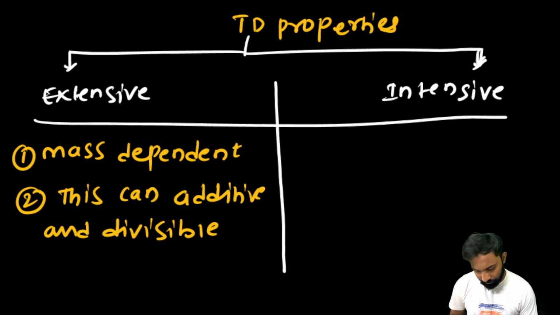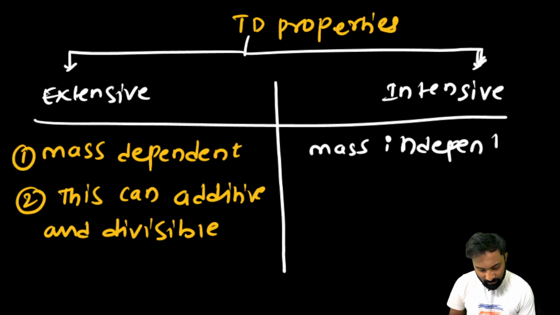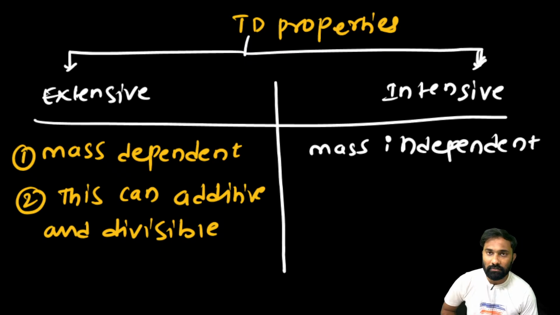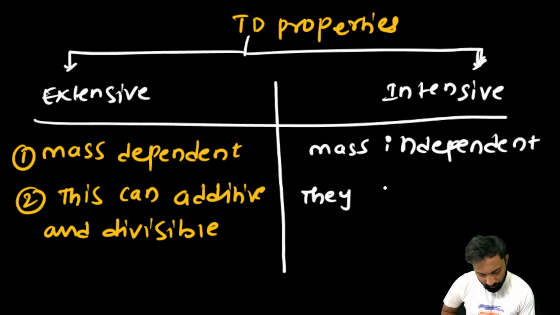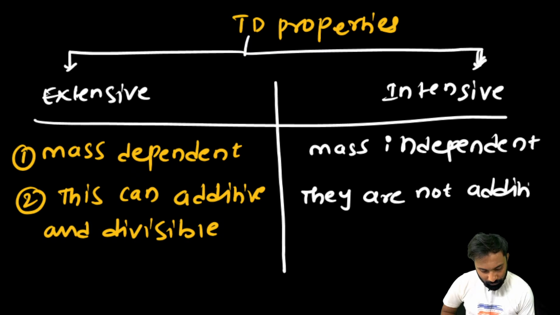Clear? Now, what is the meaning of intensive property? Intensive properties are mass independent because they have a fixed value. Just now I explained very clearly, right? Pressure, temperature, the same type, they also have a fixed value and do not depend upon the mass. Clear? Now, they are not additive and divisible in nature.